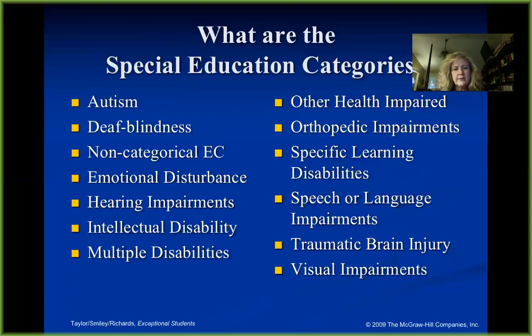Some people refer to that as cognitive impairment, but the official term is intellectual disability. And those are people who have IQs that are in the 70 or below range. And we'll talk about that in more detail in subsequent weeks.